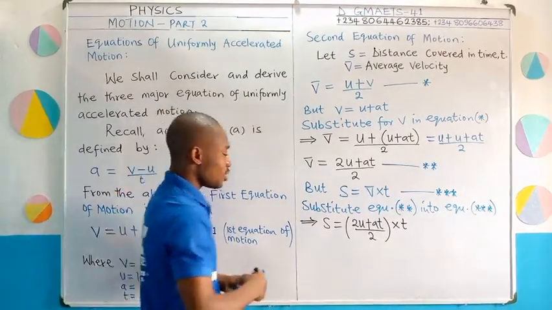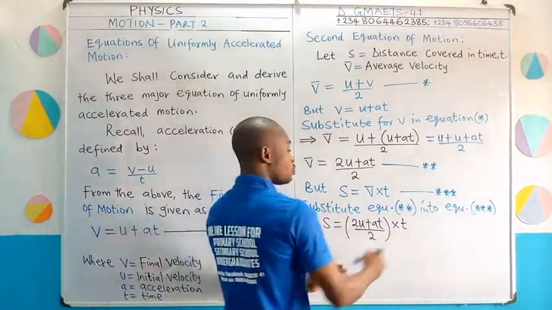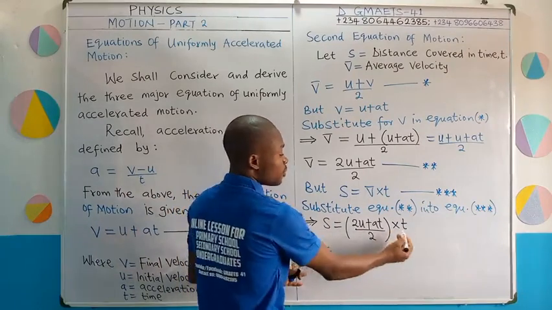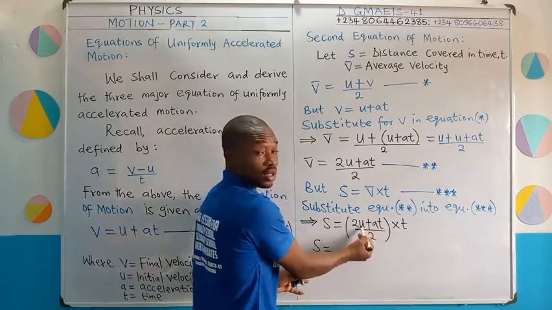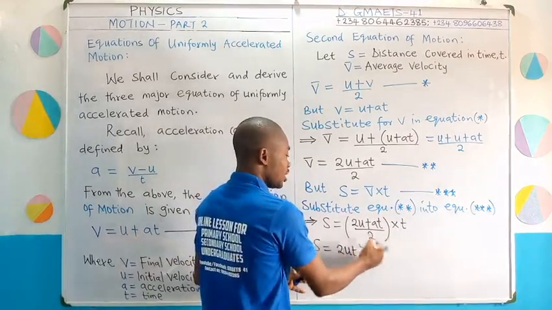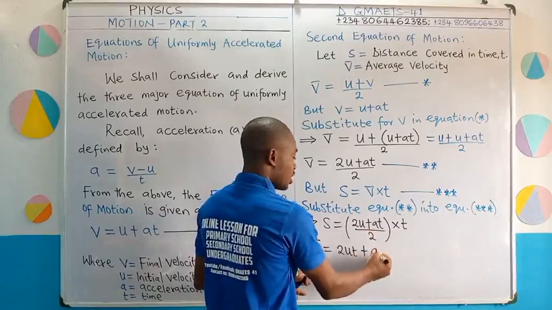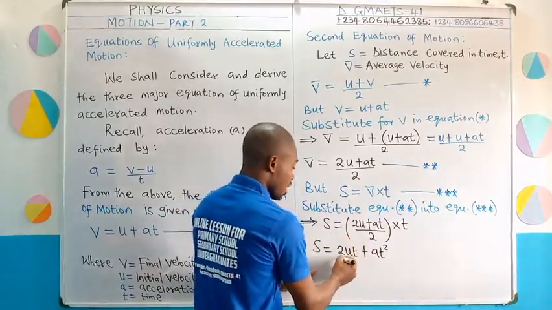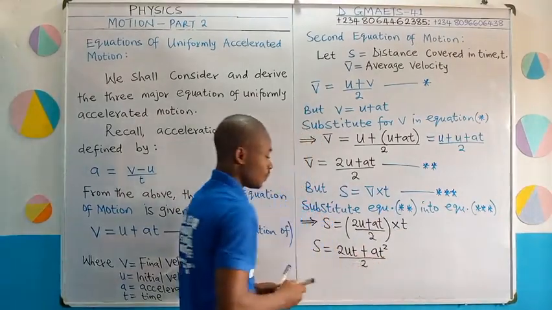If you work on this, by opening up the brackets, this is going to give us s is equal to, if you open up the bracket, this t, we multiply this 2u to give us 2ut, and then plus, it's going to multiply this 8t to give us 8t squared. You know, t times t will give you t squared. Then you divide this by 2.